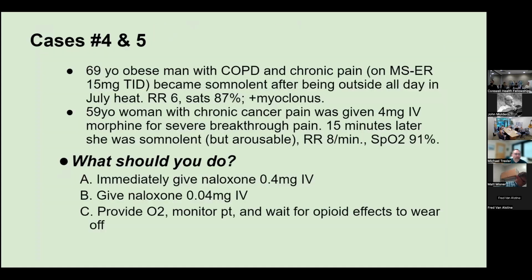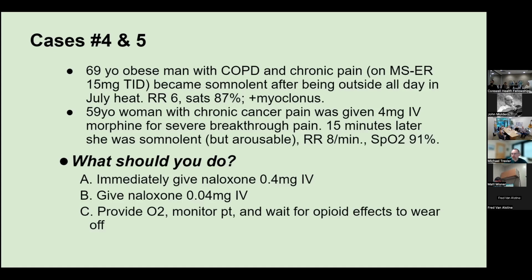All right. I'd like to focus on very important possible side effects of opioids. A 69-year-old obese man with COPD and chronic pain who's on long-acting morphine became somnolent after being outside all day in the July heat. His respiratory rate was 6, his SATs were 87%, and he was showing myoclonus. Another case is a 59-year-old woman with chronic cancer pain was given 4 milligrams of IV morphine for severe breakthrough pain, and 15 minutes later she was somnolent but arousable.